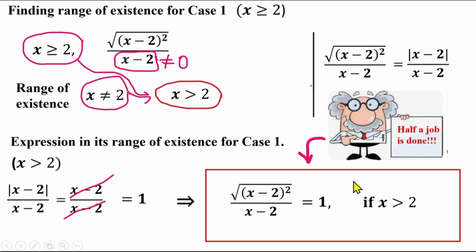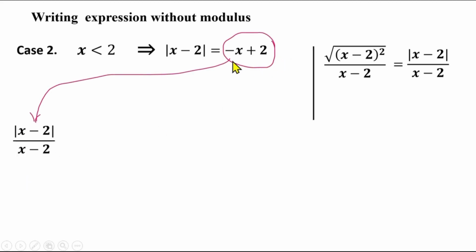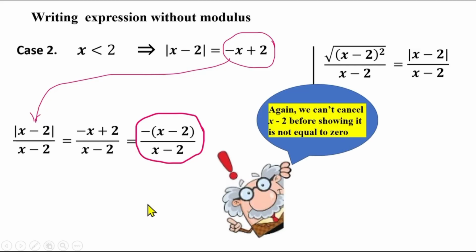Let's go to case 2, and we start again with writing the expression without modulus. For this case, modulus equals this expression. Then we take the right-hand side as we did previously. We plug in minus x plus 2 here, factor the negative sign, and again we cannot cancel here for the same reason as previously.